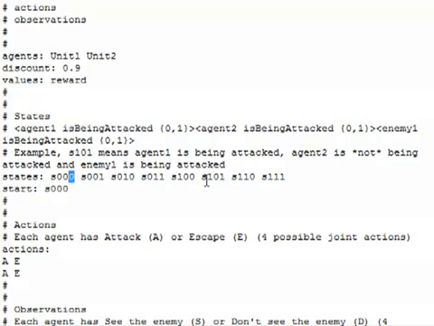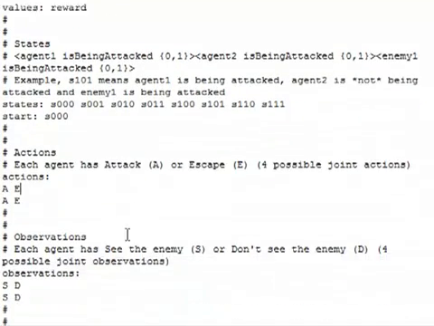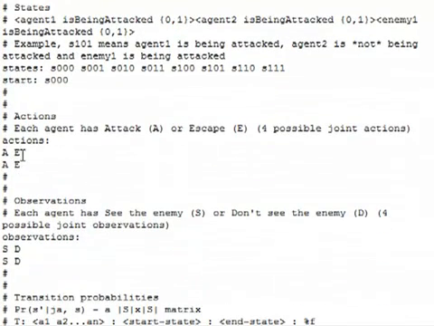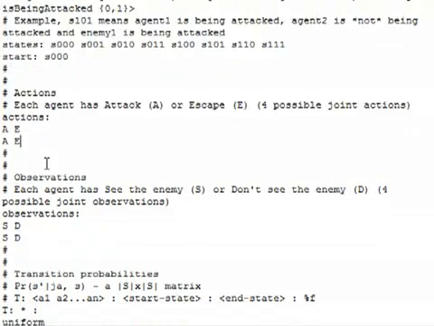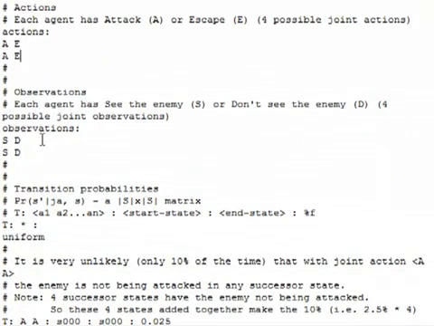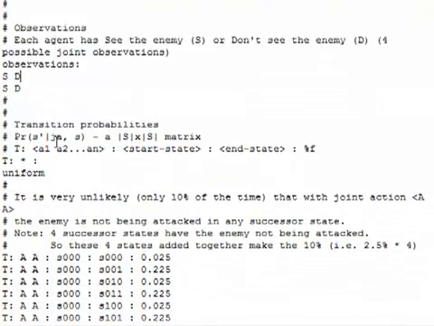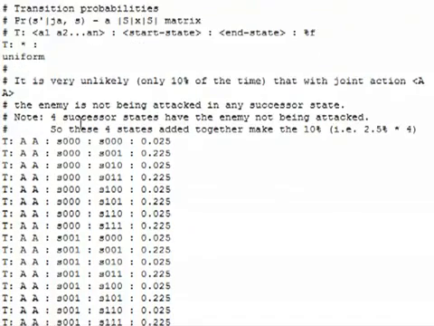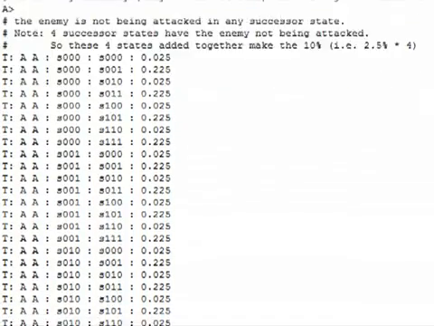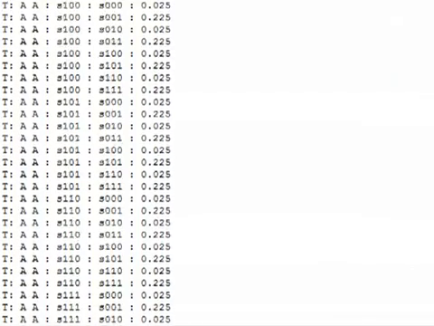For example, state 101 shows Unit 1 being attacked, Unit 2 not being attacked, and the enemy also being attacked. Each agent has 2 actions, attack or escape, making 4 possible joint actions. There are also 2 observations for each agent: see the enemy or don't see the enemy. Then we move on to our transition matrix, which shows the probabilities of moving from one state to the next given the joint action in the current state.